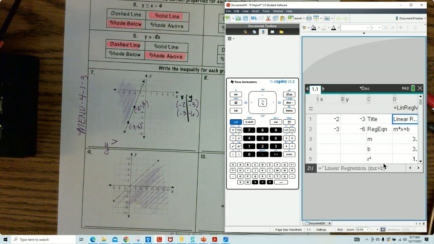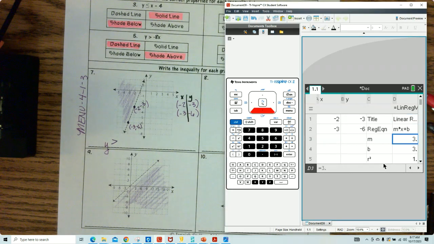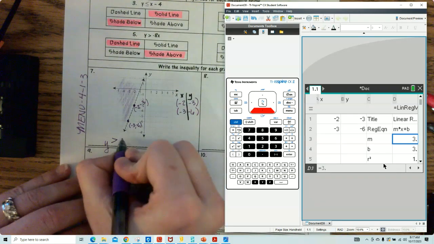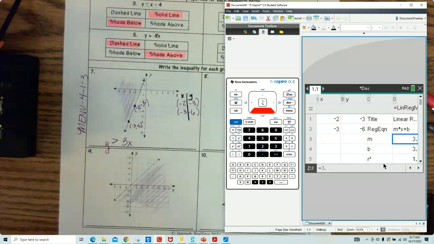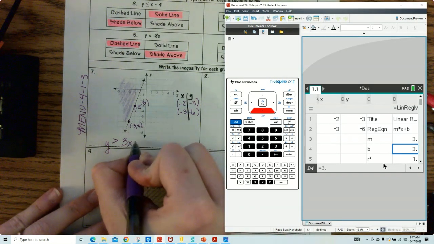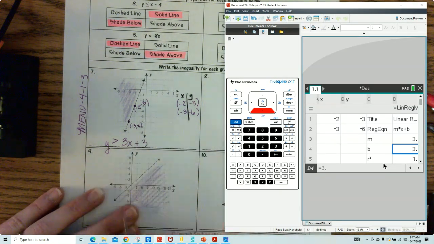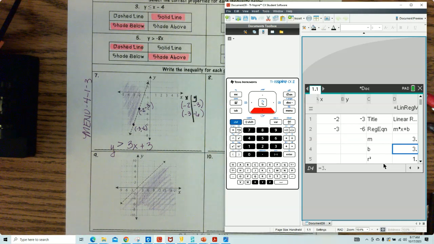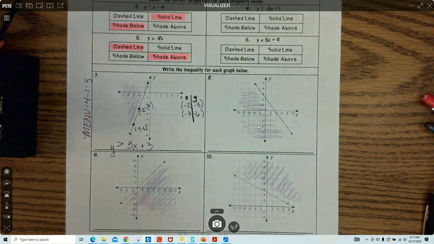Linear regression should be second nature by Christmas. You should just be able to do it really, really quick. So my m value is 3, so I know I'm going to have 3x. And then my b value is a positive 3, plus 3. Completely awful or not too bad? Not too bad. Okay.